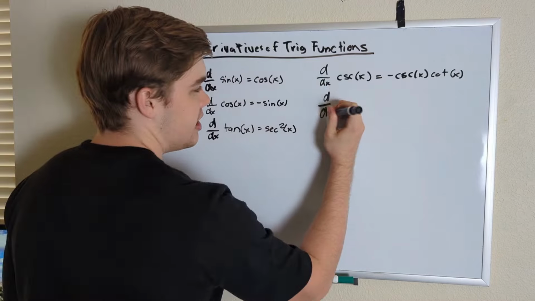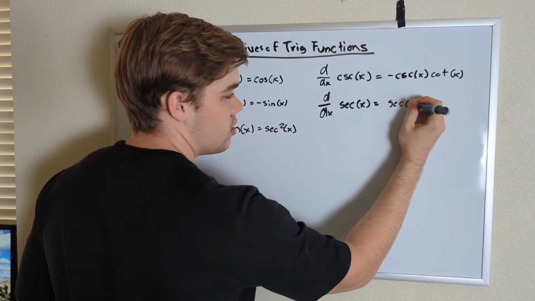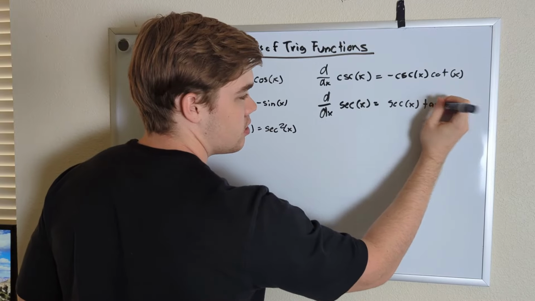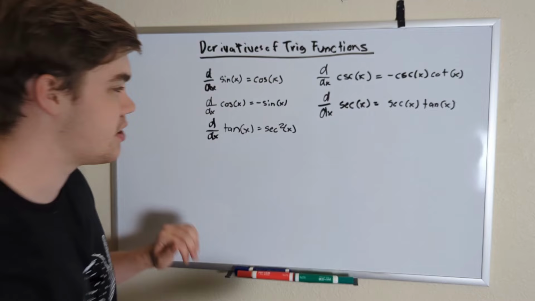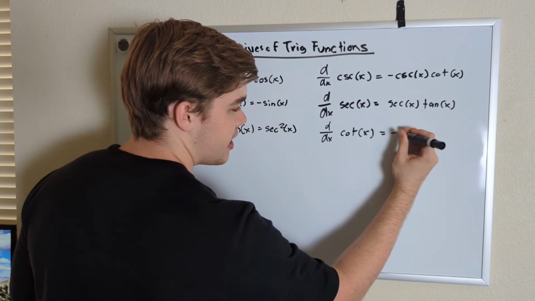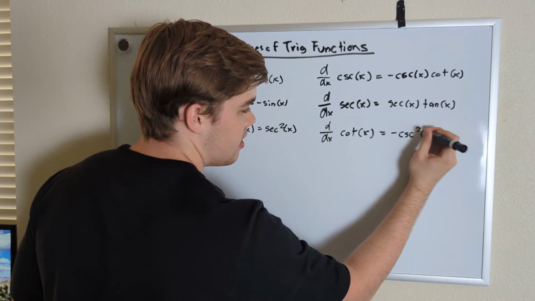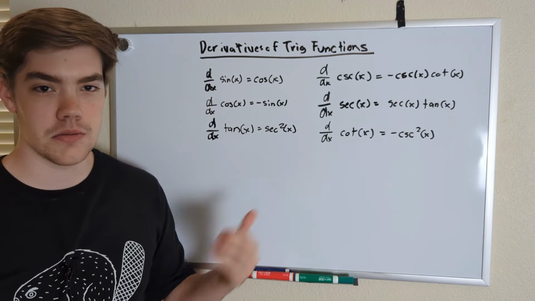Next for the derivative is secant of x. The derivative of secant x is secant x times tangent of x, as such. And the last derivative for our basic trigonometric functions is the derivative of cotangent. This derivative is equal to negative cosecant squared x. But we also need to go over the inverse version of all of these functions, so let's do that now.